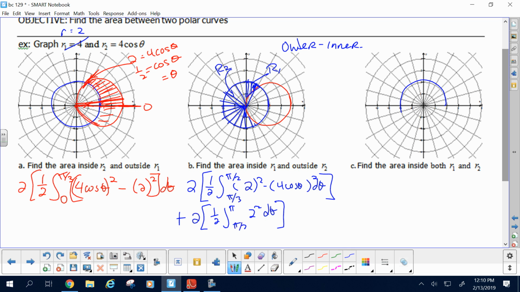Let's go blue and red. Okay? Now we're talking area inside both. So start and draw spokes, and so on. How many integrals do I need? One. Two. It might help to have a really big picture.